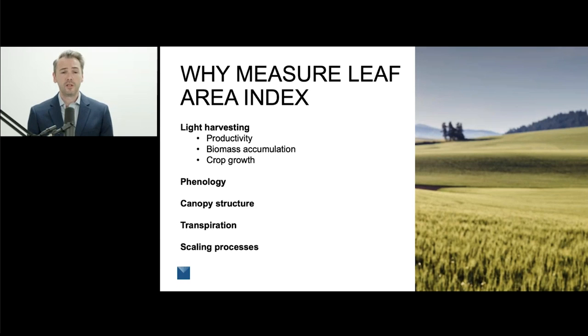Also, LAI is very useful for scaling leaf level processes to beyond the plant or even the plot, but up to sometimes the ecosystem or the global scale. What I mean is that if you are measuring something at a local level on your plot, how do you know how it applies to the rest of your field or your forest without knowing how much leaf area is in the rest of your forest? And so LAI can help you scale those processes.